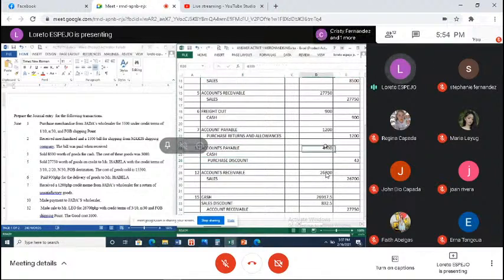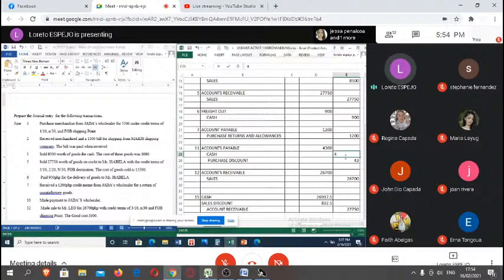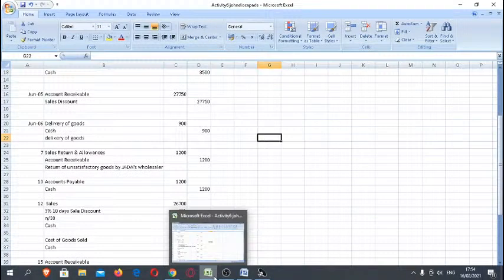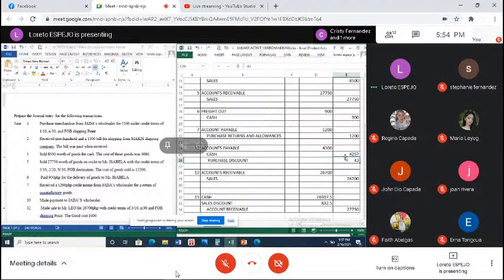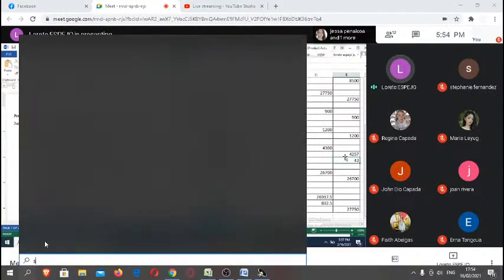And then the difference of the two, 4,300 less 43, that will be the amount that you are going to put in your cash. So which is 4,257. Yan, to make it equal. Okay?